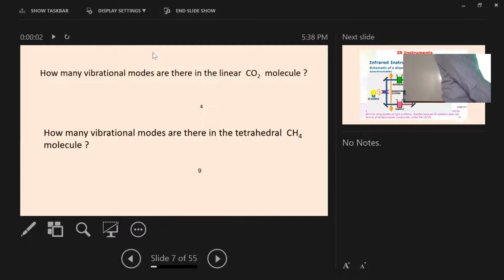Already I have answered that. How many vibration modes are there in the linear carbon dioxide molecule? Already I have calculated. Now, how many vibration modes for the methane molecule? I have the question here. You can easily calculate using the formula. CH4 molecule. Already I have the answer, but you need to calculate. If this is a linear molecule, 3N minus 5. Okay, 3N minus 5. 3 into N is how many?